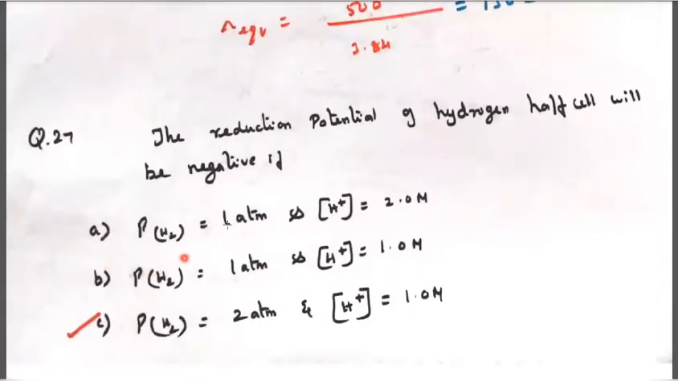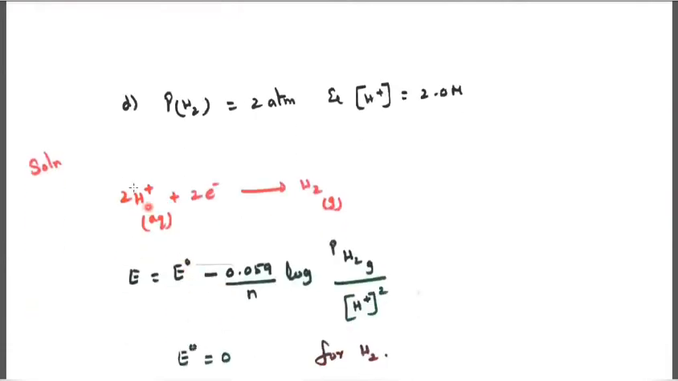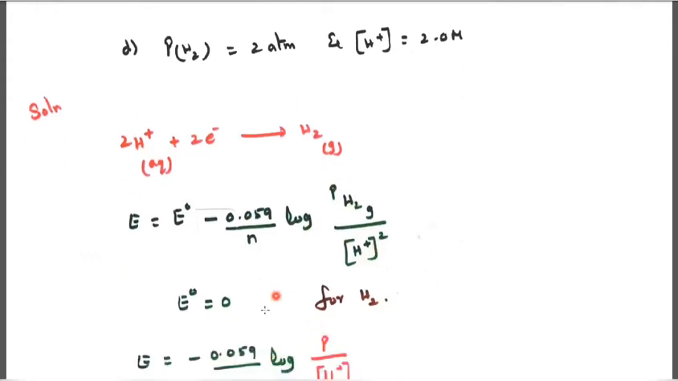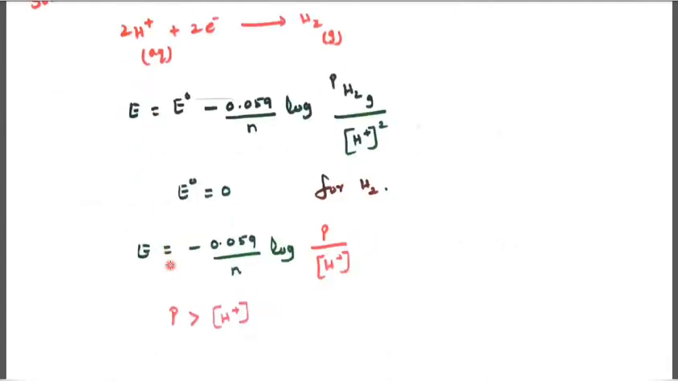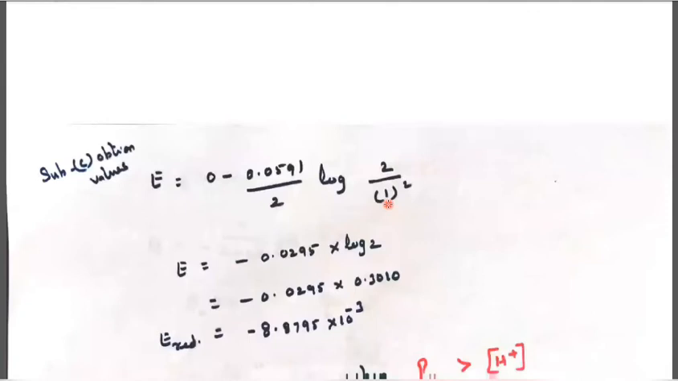Next question. The reduction potential of hydrogen electrode will be negative if the values given in this question hold. 2H plus plus 2 electrons gives H2. So E cell is equal to E naught cell minus 0.059 divided by n log of H2 pressure divided by H plus squared. For hydrogen, E naught cell is equal to 0. So E cell is equal to minus 0.059 divided by n log of pressure of hydrogen divided by H plus, when the pressure is greater than the H plus ion concentration.